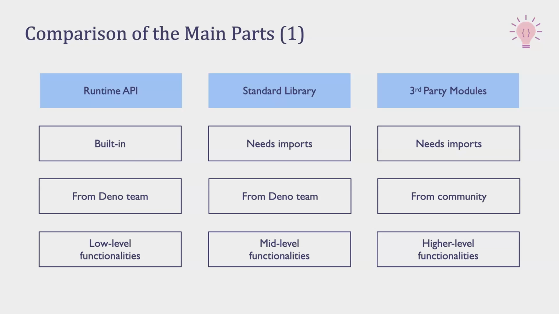Next, the runtime API only provides low-level functionalities. The standard library builds on top of the runtime API and provides mid-level functionalities, while the third-party modules build on top of the runtime API and the standard library and provide higher-level functionalities. And because of that, for certain use cases, it will be easier for us to use a third-party module than using a standard library or the runtime API.